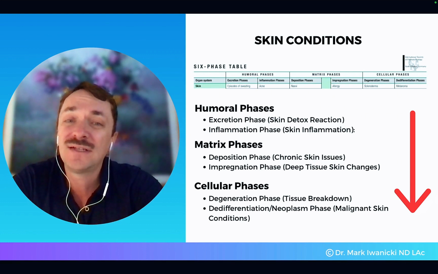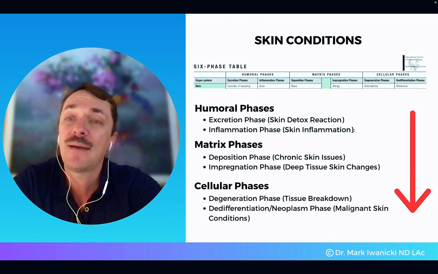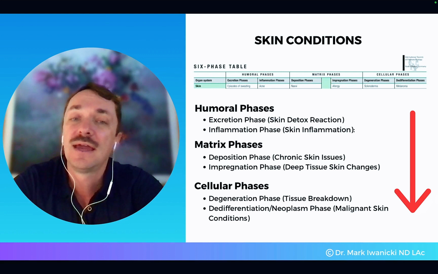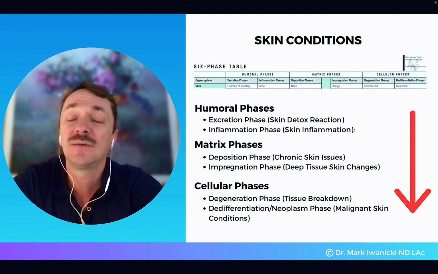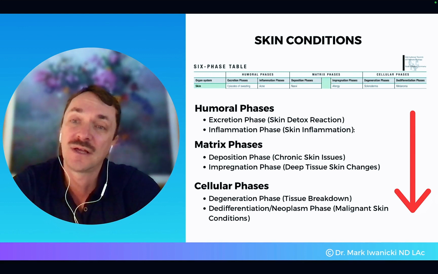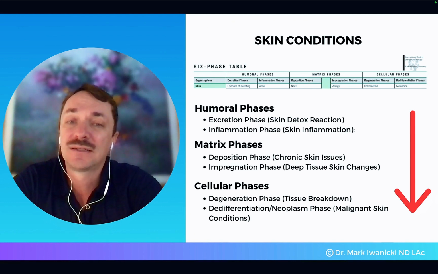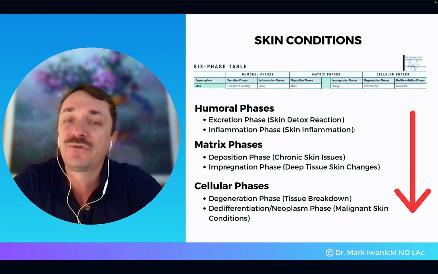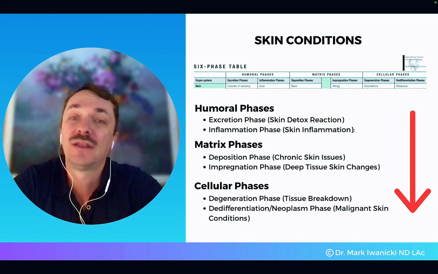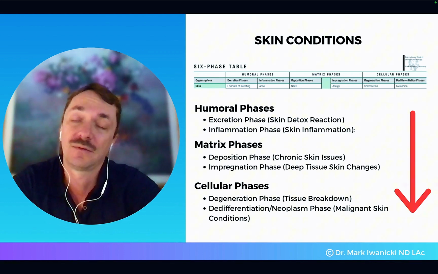In the cellular phases, we have toxicity moving even deeper into the cells. We have degeneration that begins to happen. We have a breakdown of tissues in the space, and we have toxicity being deposited within the cells, within the intracellular matrix of the cell. And then the final stage of ultimate breakdown, ultimate toxic burden, is de-differentiation and neoplasm formation. So skin malignant conditions. We have a breakdown of function within the nucleus of the cells, the deepest layers of toxicity that the body can store.